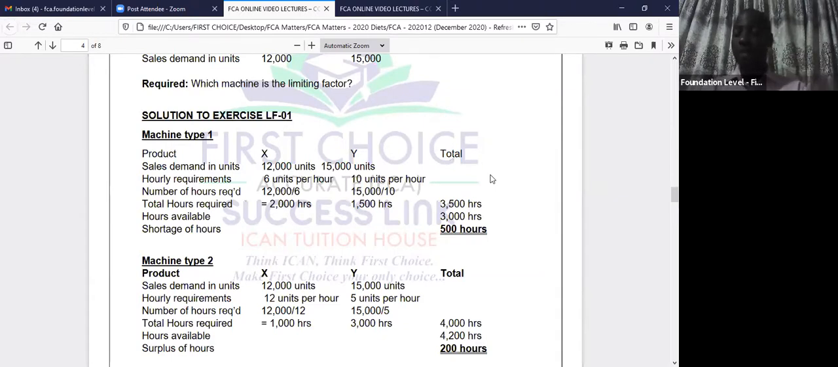and 10 units of product Y is passed in 1 hour on machine 1. How many hours do you think it would take us to go through all the 12,000 units of product X? Taking them 6 in 1 hour. So you look at it, in 1 hour, you've taken 6. In 2 hours, 12 would have gone. In 3 hours, 18 would have gone. In 4 hours, 24. Like that.